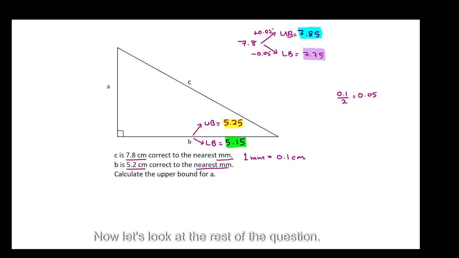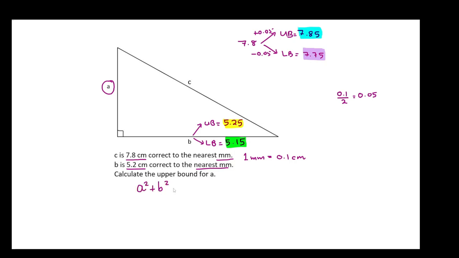Now let's look at the rest of the question. Calculate the upper bound for A. Okay, so you need to find the upper bound for this A here. So you can clearly see this is a right angle triangle. So I have to think about Pythagoras theorem. So A squared plus B squared gives you the hypotenuse squared, which is C squared.